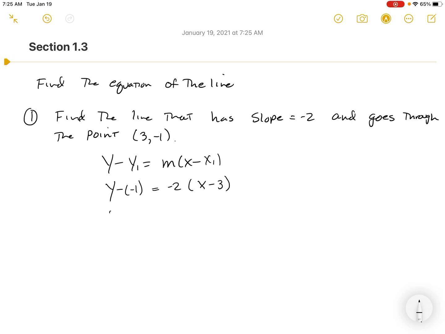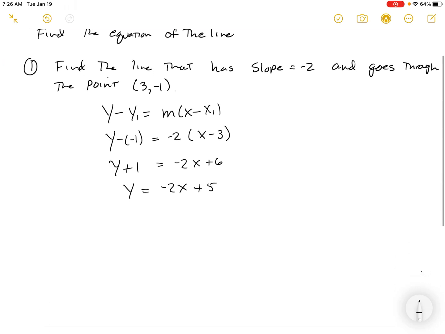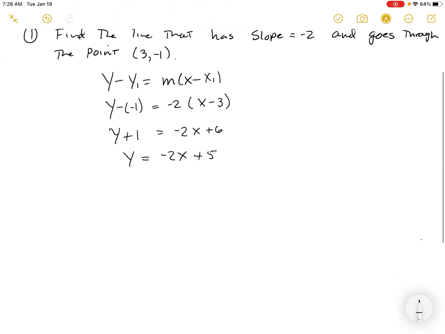And so what do we have? We have y plus 1, and then here I'll distribute: -2x plus 6. And then y is equal to -2x, and we're going to subtract over that 1, and we get plus 5. And we're done. They want it in what they call slope-intercept form, and I know you know that as solving for y, right? That's what slope-intercept form is.